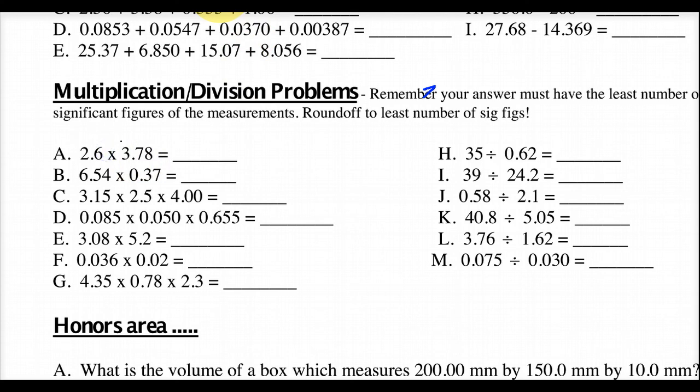So look at A. Let's put in our calculator, 2.6 times 3.78. And I get 9.828 units.